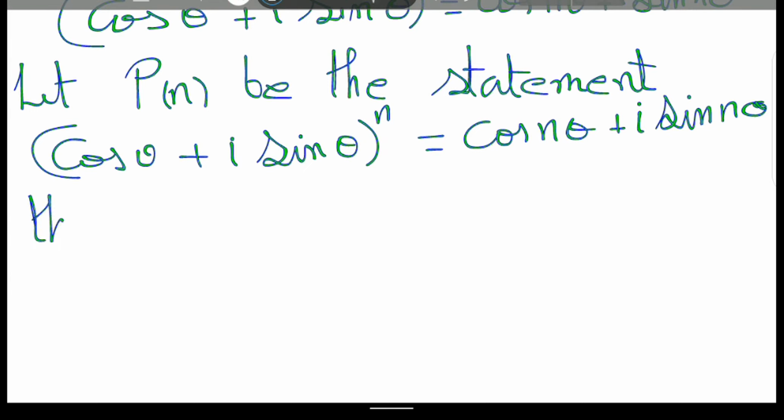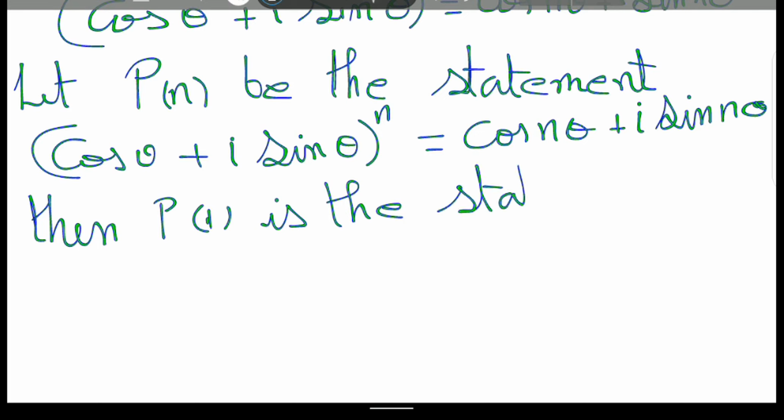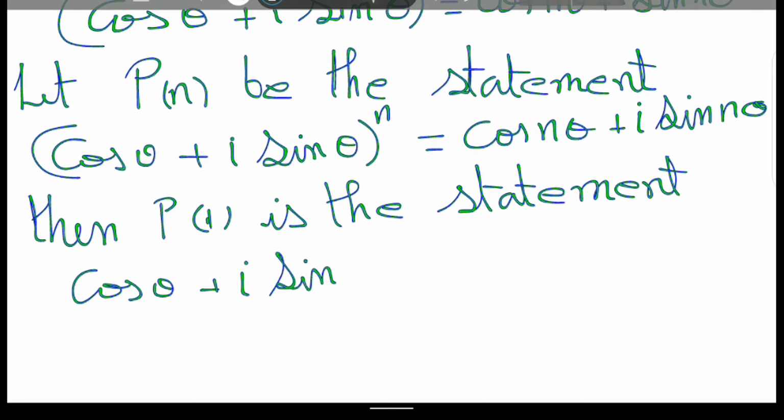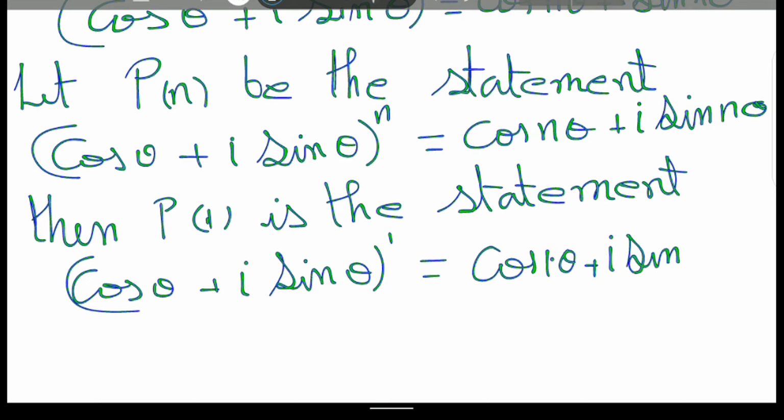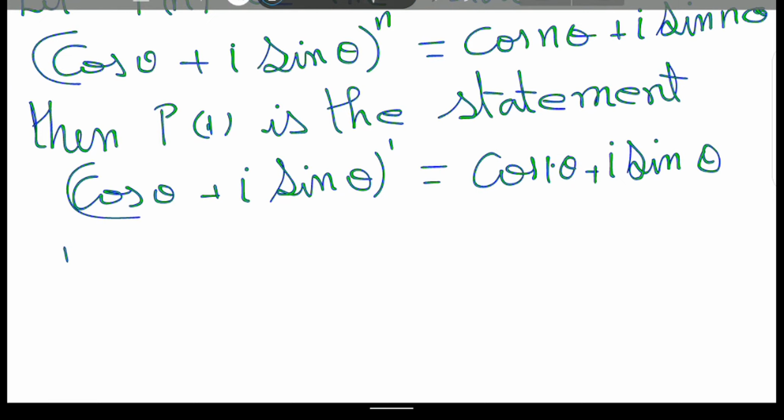Then P1 is the statement (cos theta plus i sin theta) whole thing to the power 1 equal to cos 1 into theta plus i sin 1 into theta, and 1 into theta is theta. Obviously P1 is true.